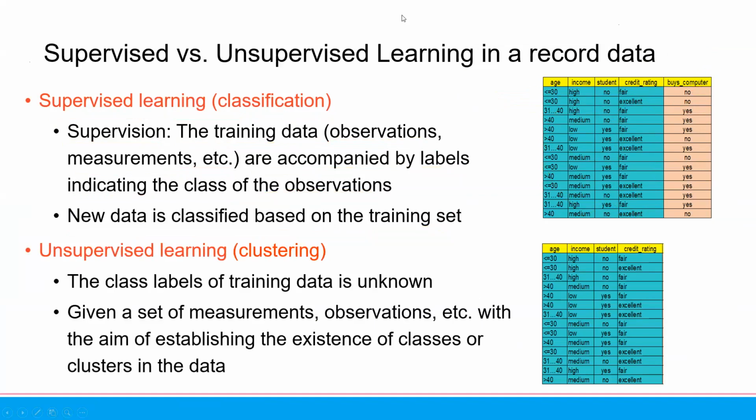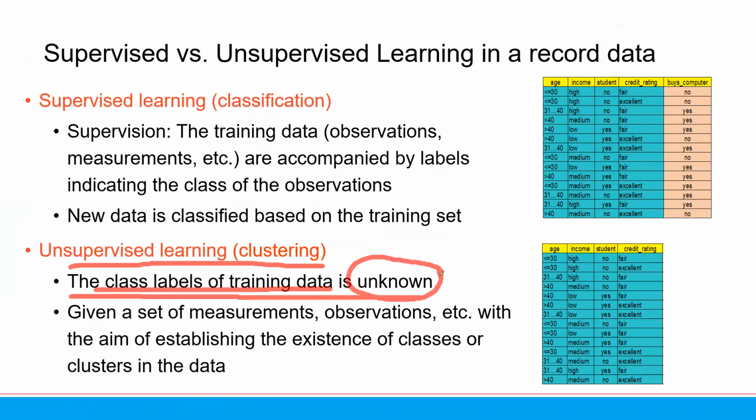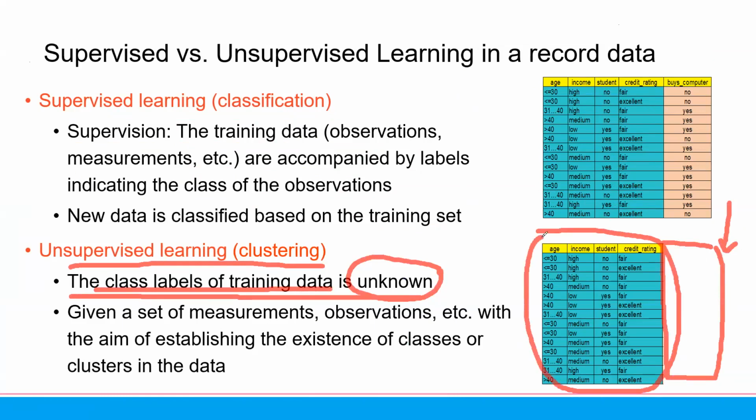The other one, we call it unsupervised learning. Clustering is the most prominent method. We call this unsupervised because we have no label. The class labels of the training data are unknown. So we do not have any label here. I do not know what the decision is, I do not know what the target is. I just know that this is the customer profile. So I can do something.